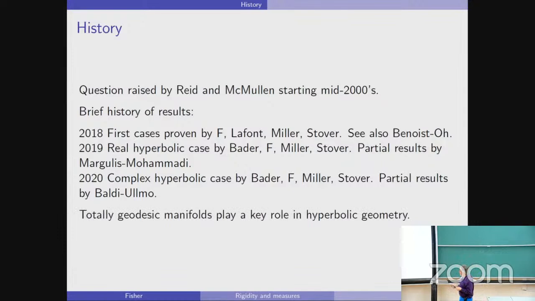And the other thing I'll say is that totally geodesic manifolds have played a key role in hyperbolic geometry for a very long time. And the thing that's surprising to me in retrospect, now having learned a lot about this subject, is that it's very strange that this question was asked by Reid and McMullen in the 2000s and not by, say, Mostow or Raghunathan in the 1970s, or by Gromov and Piatetski-Shapiro in the 1980s. There are things that were being done at various points in history that make this a natural question, where I'm surprised no one noticed it for quite as long as no one noticed it.